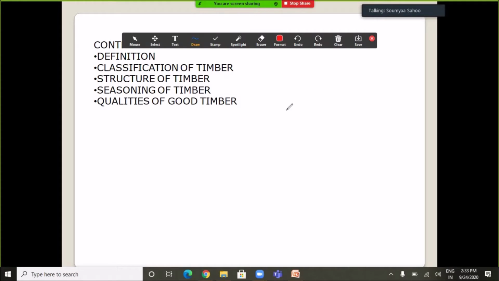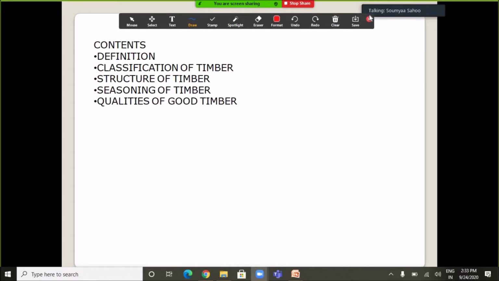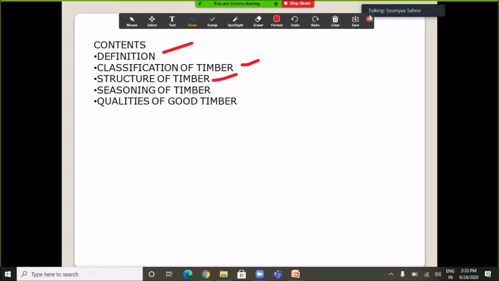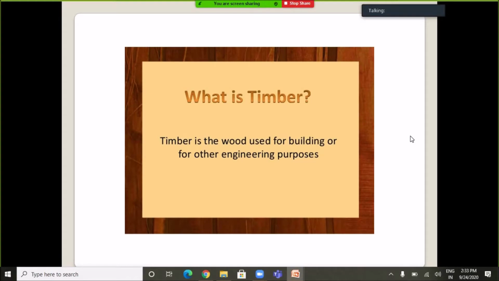In today's lecture video, we shall cover the definition of timber, classification of timber, structure of timber, seasoning of timber, and the qualities of good timber. What is timber? Timber is the wood used for building or any other engineering purposes.